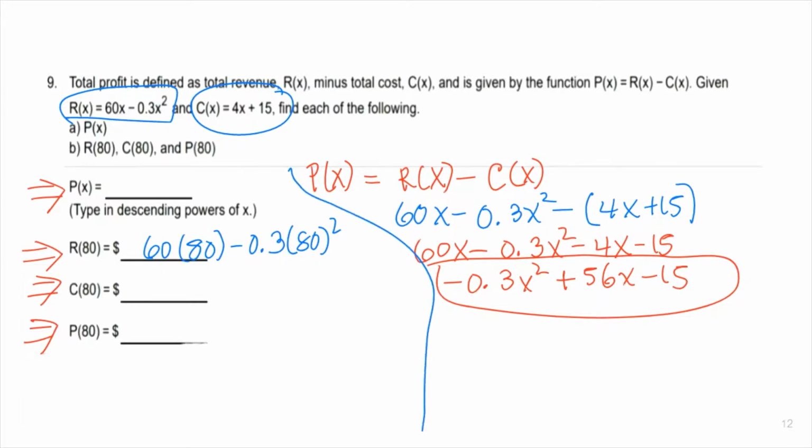So 60 times 80 is 4,800. 80 squared is 6,400, multiplied by 0.3 is 1920. Subtract that, you get 2880. So R of 80 is 2880.